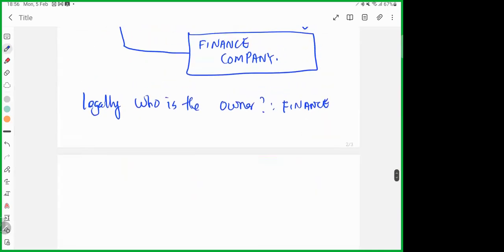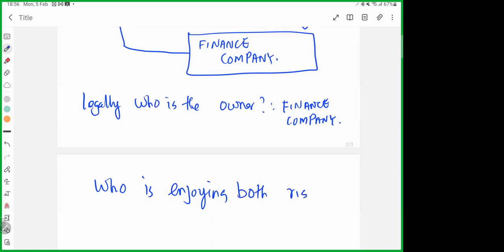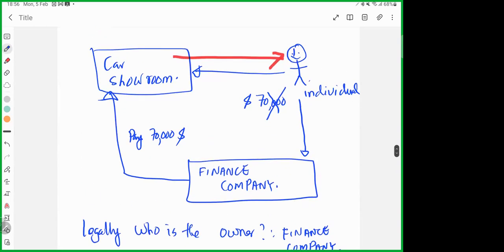By that I mean all the legal documents, like the vehicle ownership document, everything will be in the name of the finance company. On the forefront, everyone sees it and will think the vehicle is owned by the finance company. But who is enjoying both the risk and rewards of the car? It's the individual.